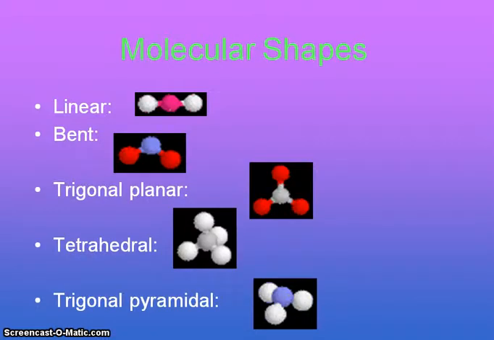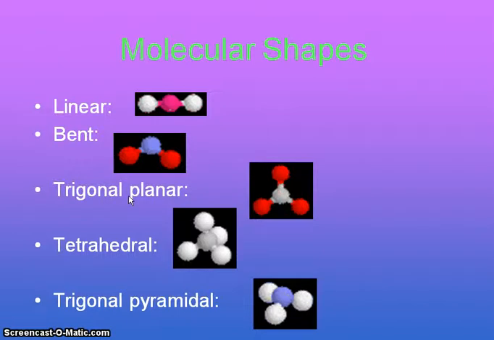These are some of the basic shapes. You could have a linear molecule, which means that the atoms are arranged in a straight chain. You could have a bent molecule, something like the water molecule, where you have a central atom and two elements that are attached off of the sides of that in a bent shape.